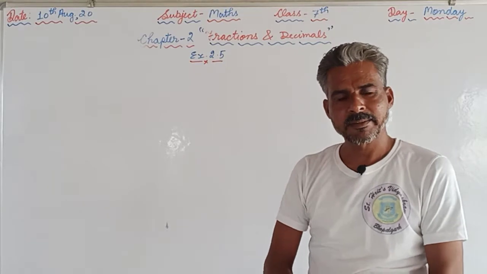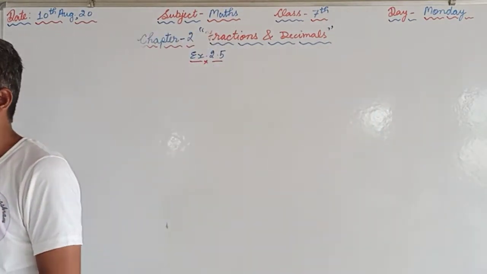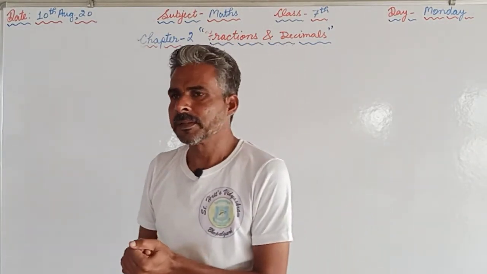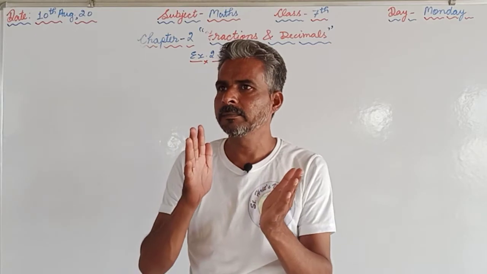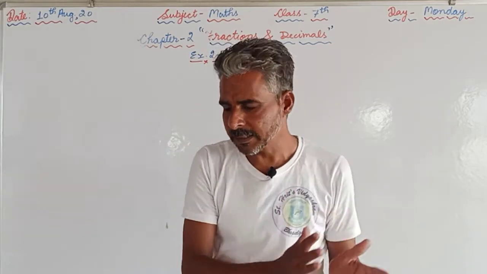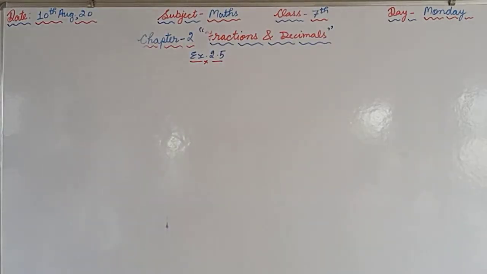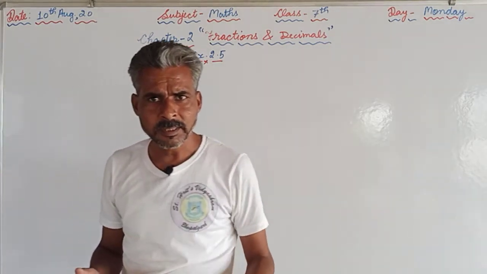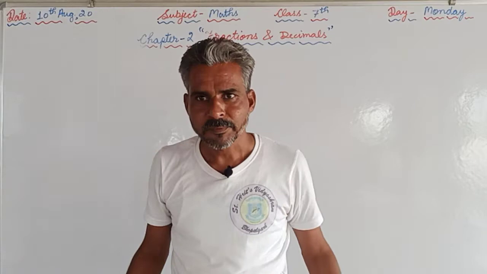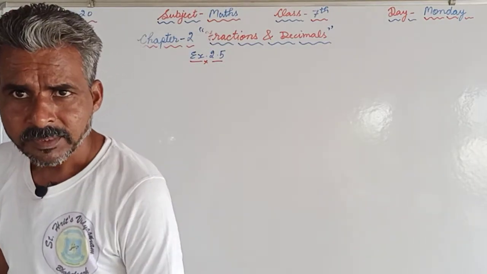This video is for class 7th and the subject is maths, and we are continuing with the second chapter, the name of the chapter is fractions and decimals. I told you at the start of this chapter that it is divided into two parts. The first part is based on fractions and the later part is based on decimals. We have done exercises 2.1, 2.2, 2.3, 2.4, which are based on fractions. Now today we will start exercise 2.5, which is based on decimals.